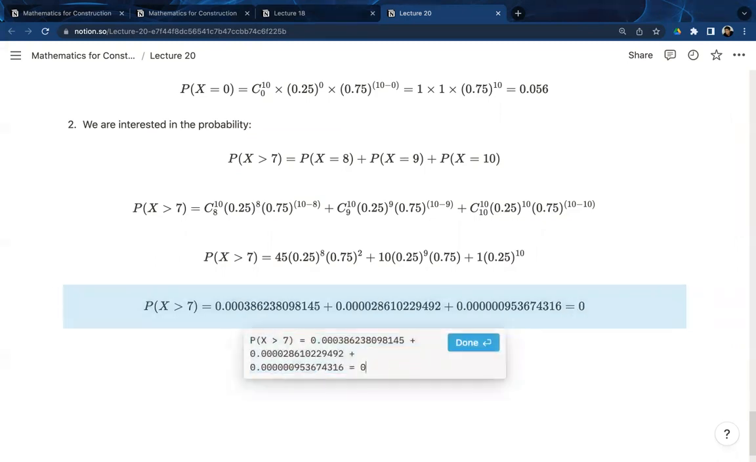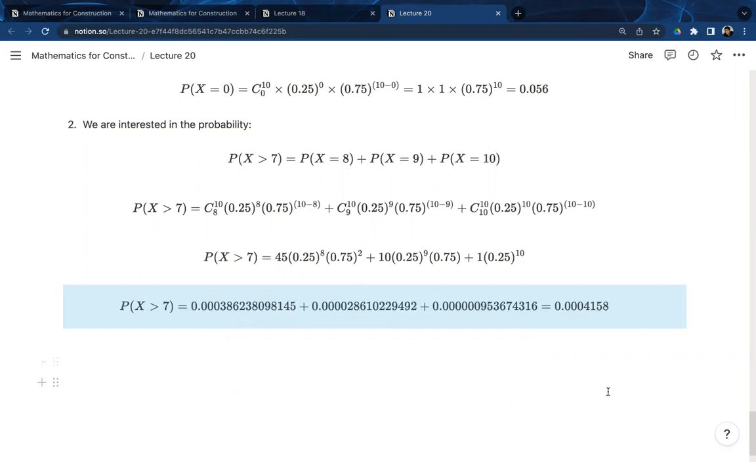So this is 0.0004 and 58. That is a very small probability. That's not even 1%. That's 4/10,000ths of a percent. Right? That's real small.